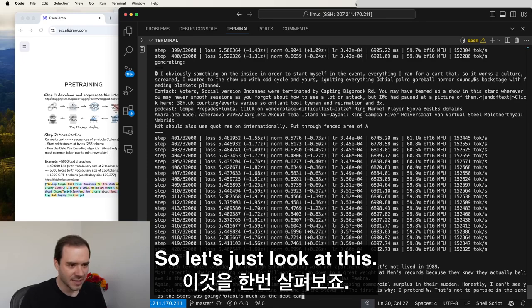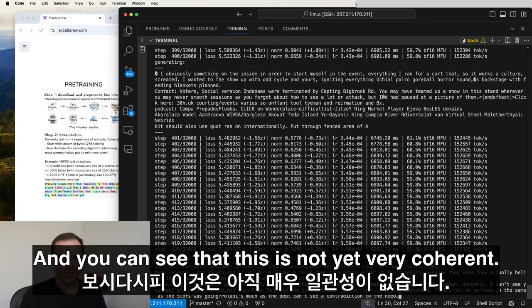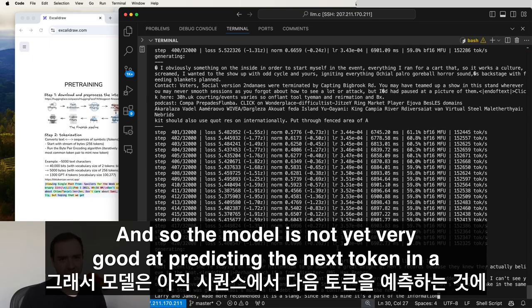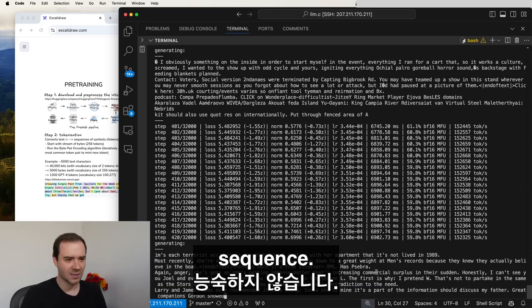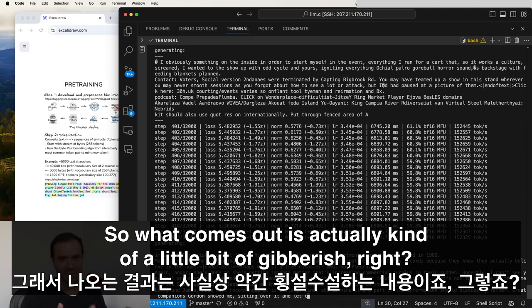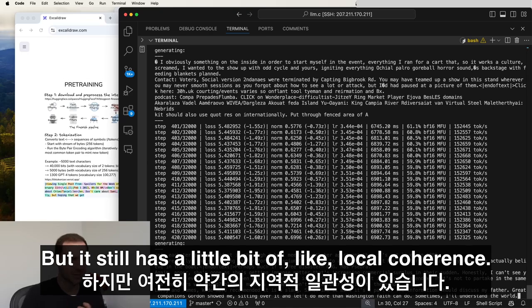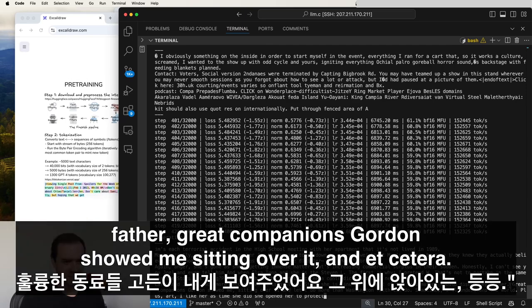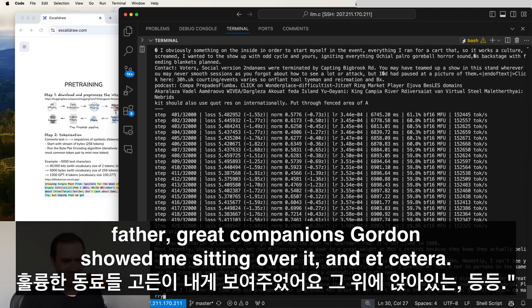So let's just look at this, and you can see that this is not yet very coherent. Keep in mind that this is only 1% of the way through training, so the model is not yet very good at predicting the next token in a sequence. What comes out is actually kind of a little bit of gibberish, right? But it still has a little bit of local coherence. "So since she is mine, it's a part of the information, should discuss my father. Great companions Gordon showed me, sitting over it," and etc.